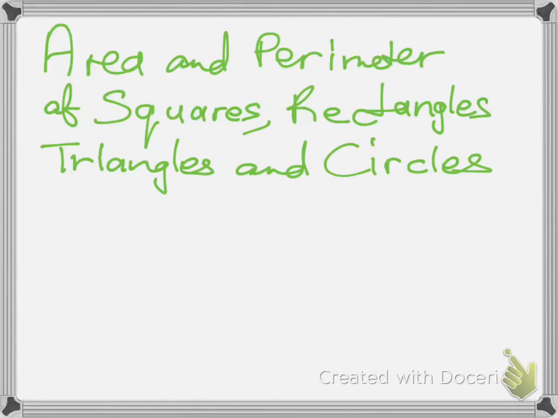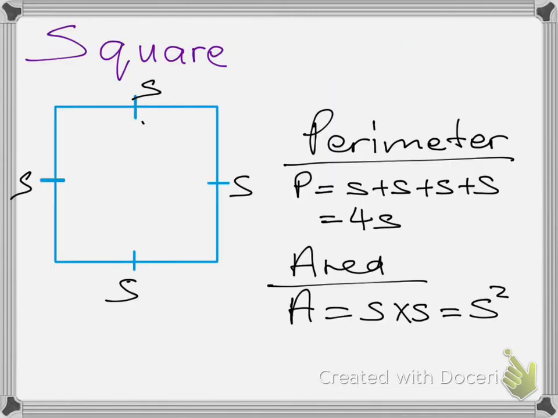Right. In this lesson, we are going to do revision of the things that you covered in grade 8. We are going to look at area and perimeter of squares, rectangles, triangles, and circles. So, for a square, the perimeter is going to be the sum of all the sides. Since all the sides are equal, we say perimeter of a square will be 4 times s. And the area, which is s times s, will be equal to s squared.